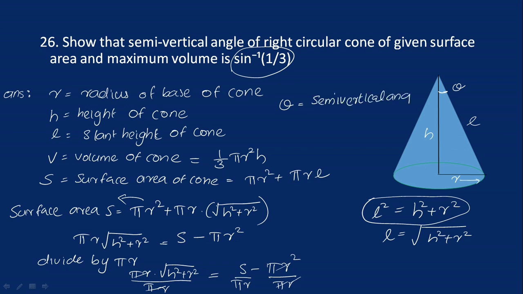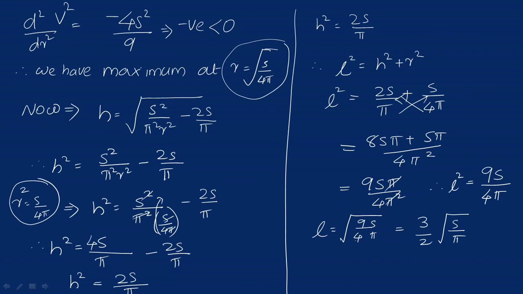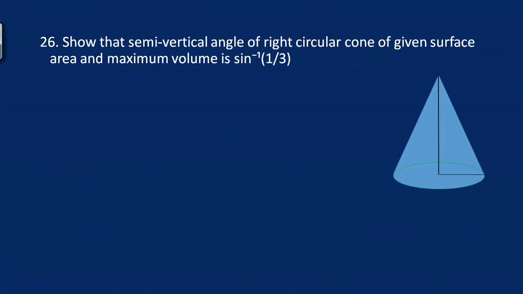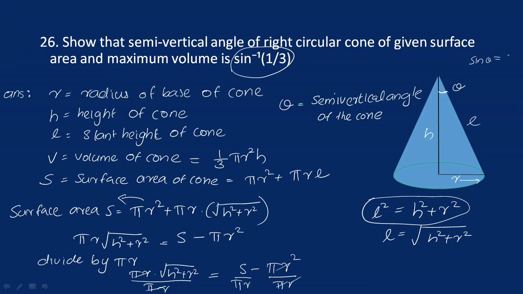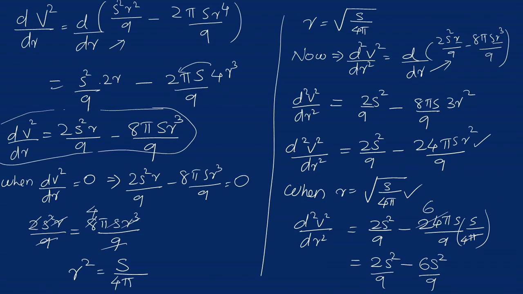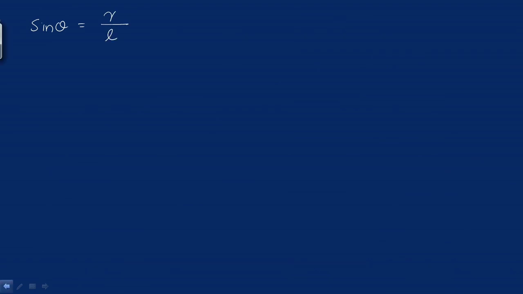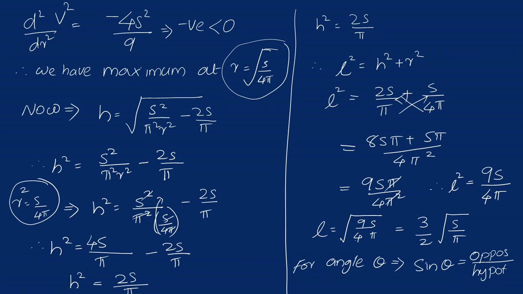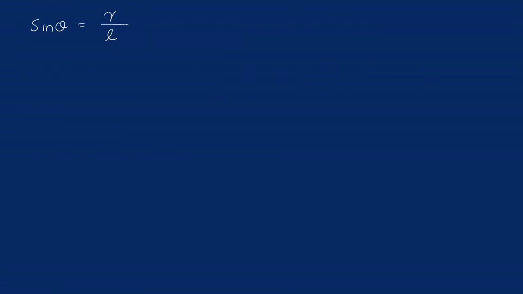So the semi-vertical angle, let it be θ. I have marked it in the figure. What is the sine of θ? That is opposite side by hypotenuse. So for the angle θ, sin θ is equal to opposite side by hypotenuse. From the figure, the opposite side is r and the hypotenuse is L. So sin θ is r by L. We have the values: r is root of s by 4π, and L is equal to 3 by 2 root s by π.